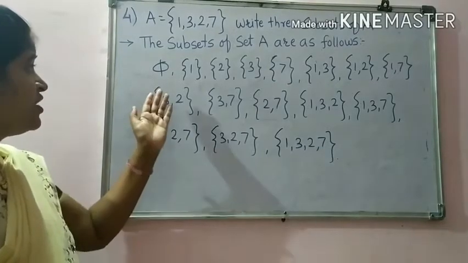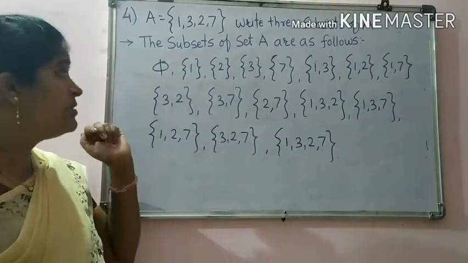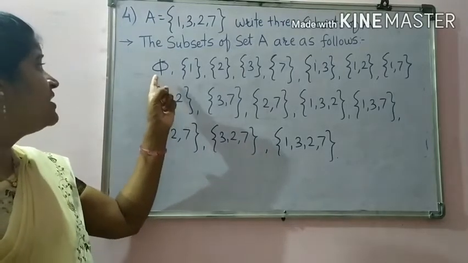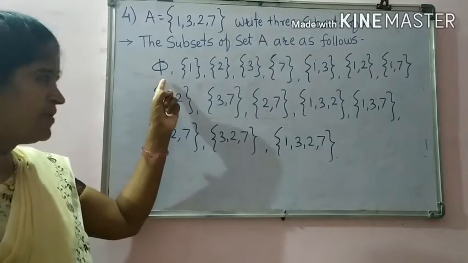So the subsets of set A are as follows. We know that the empty set is a subset of every set. Therefore the first subset is the empty set.